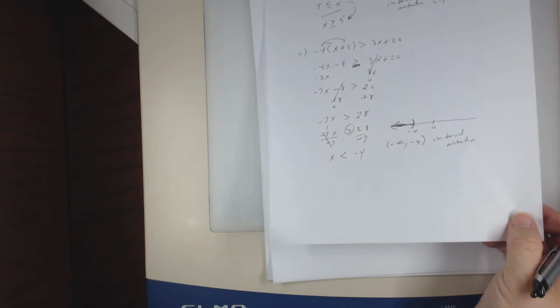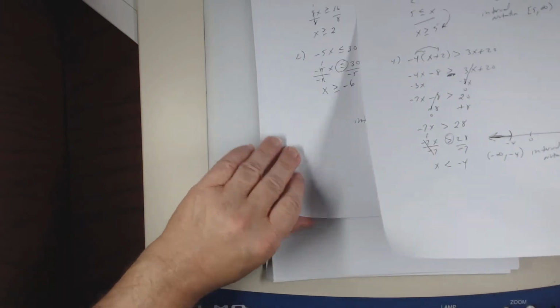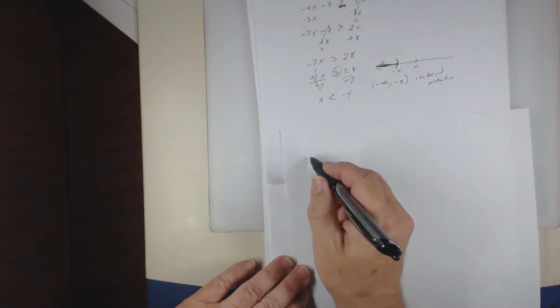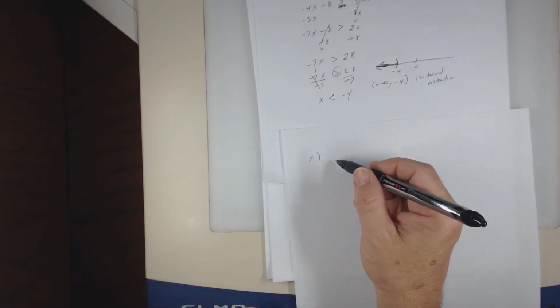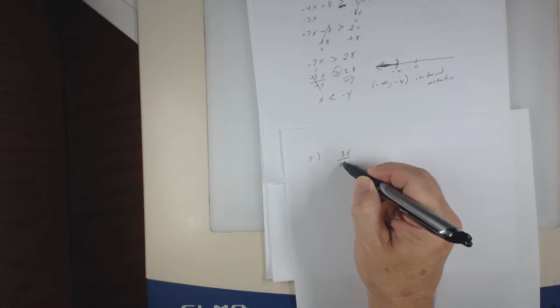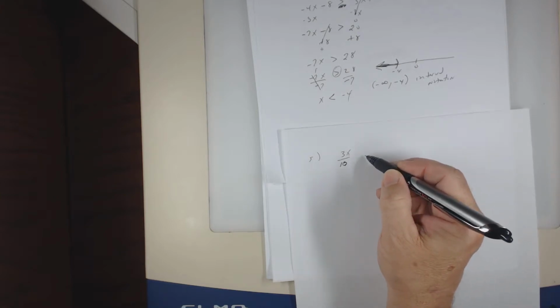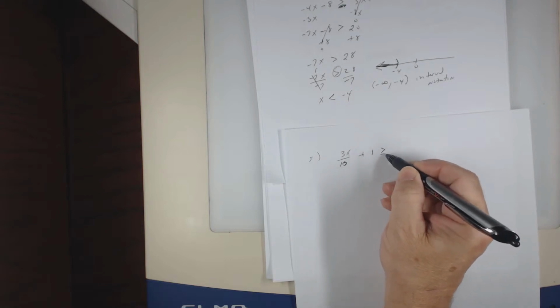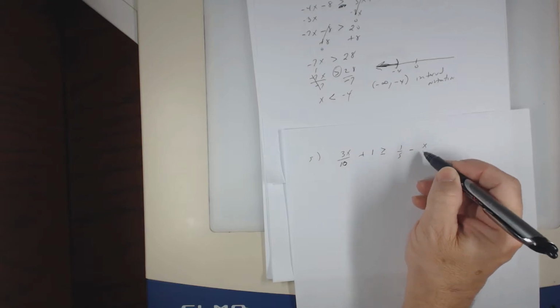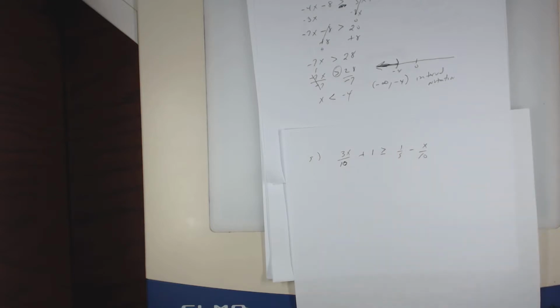All right, let's look at this one. Number 5, suppose you had this. You have 3x divided by 10, plus 1 is greater than or equal to 1/5 minus x divided by 10. So 3x divided by 10 plus 1 is greater or equal to 1/5 minus x over 10.